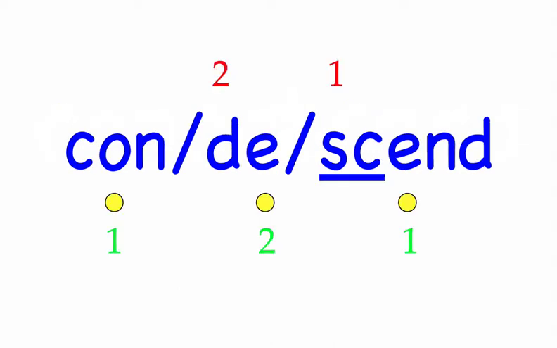Con, d, send. Notice SC is followed by E, so therefore SC is a team here. When SC is followed by E, I, or Y, it will represent the sound s.